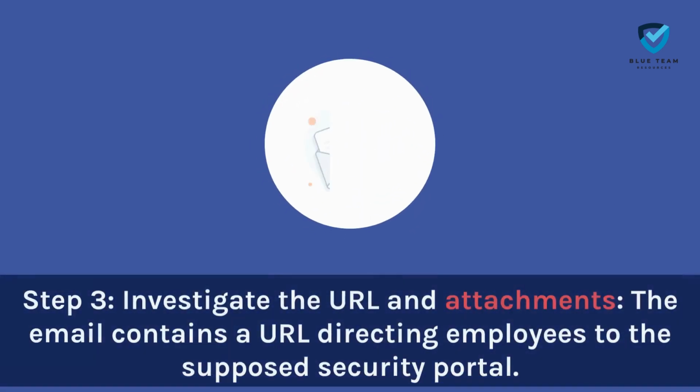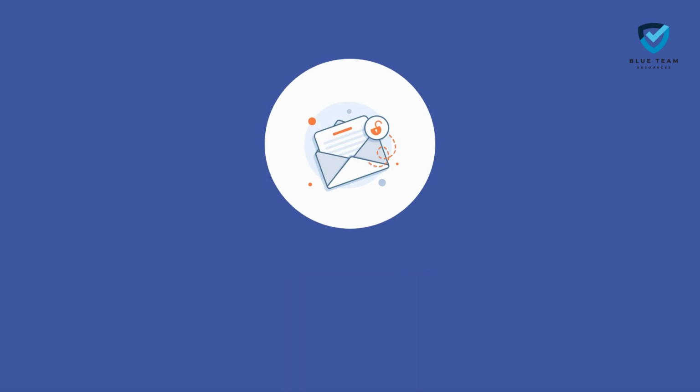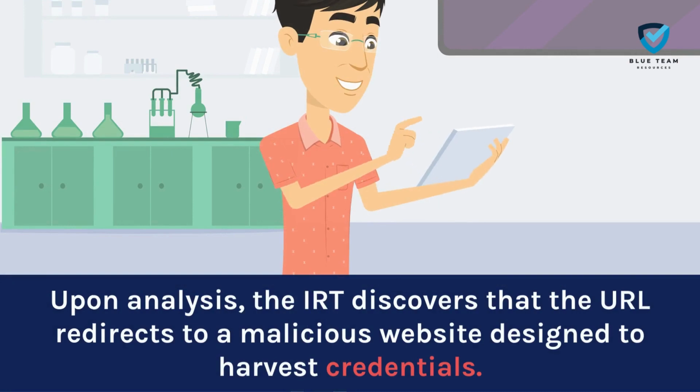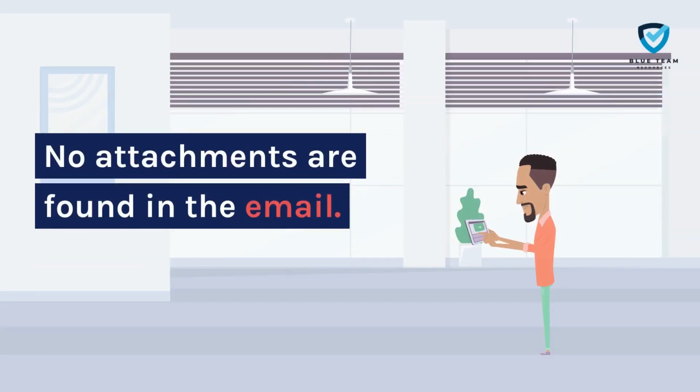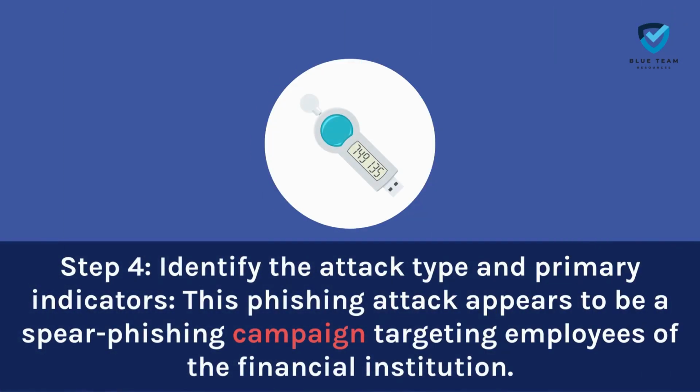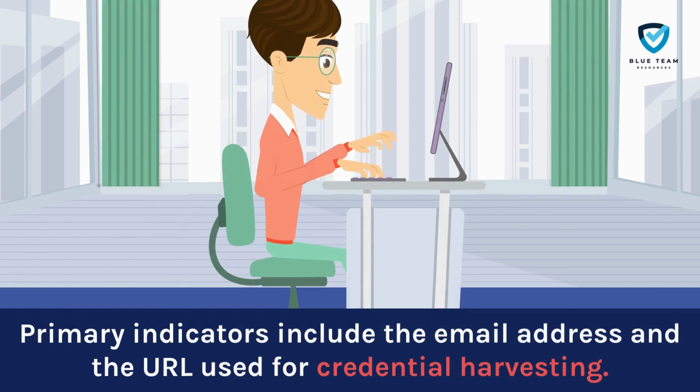Step 3. Investigate the URL and attachments. The email contains a URL directing employees to the supposed security portal. Upon analysis, the IRT discovers that the URL redirects to a malicious website designed to harvest credentials. No attachments are found in the email. Step 4. Identify the attack type and primary indicators. This phishing attack appears to be a spear phishing campaign targeting employees of the financial institution. Primary indicators include the email address and the URL used for credential harvesting.